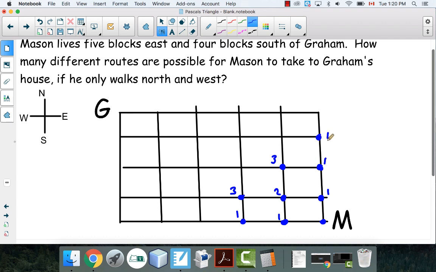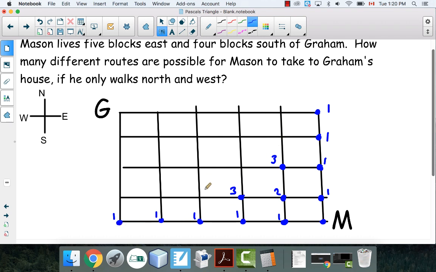So there's one way of getting to this dot. There's one way of getting to this dot. The only way is straight up. I'm going to keep going along the outside here. And you just sort of progress your way up to the G. So one way to get to here, one way to get to here, and one way to get to here. The only way to get to any of these is straight along this line.